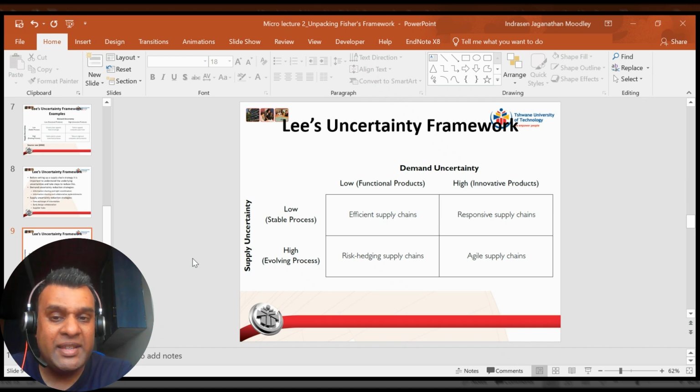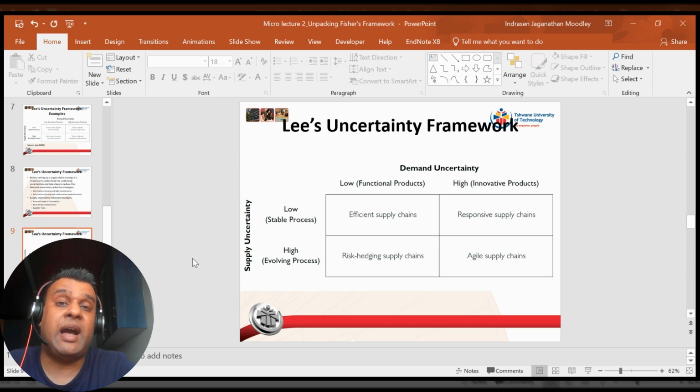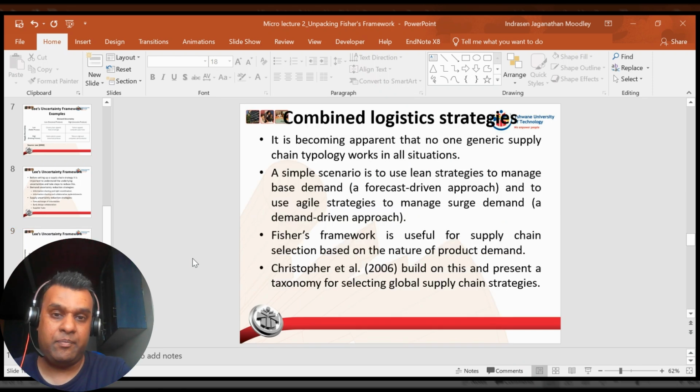Now, ideally, you want to reduce uncertainty and get towards a stable process. You want to avoid these evolving processes because, of course, as much as agile supply chains are a great development in the field of supply chain management, it is a difficult undertaking for managers. There's a lot of variables to consider in this approach. And of course, remember, you're dealing with a higher level of uncertainty. So ideally, you would want to move from high demand uncertainty to low demand uncertainty. It would just make your life easier.